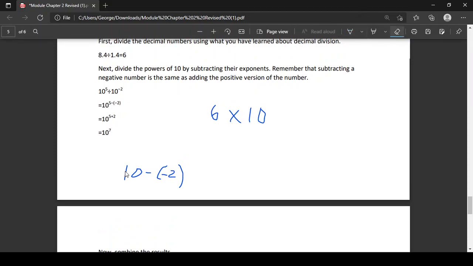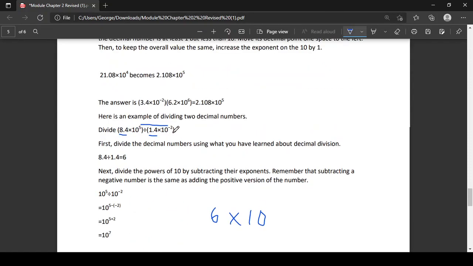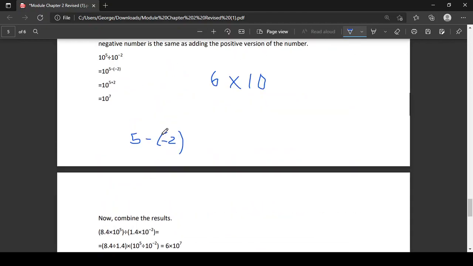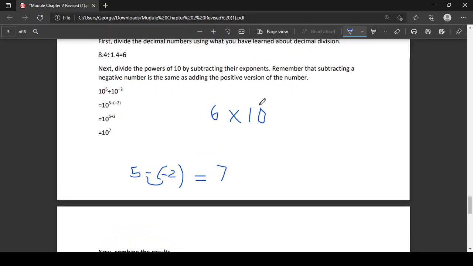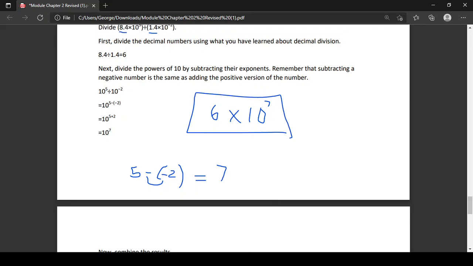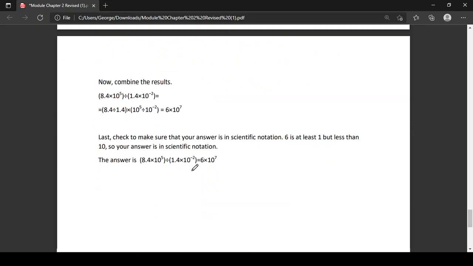Sorry, it's 5. 5 minus negative 2. How much? 7. It is 7, kids, because negative and negative make positive. Yes, you just add it. So, this will be your final answer. You are done with your multiplication and division.